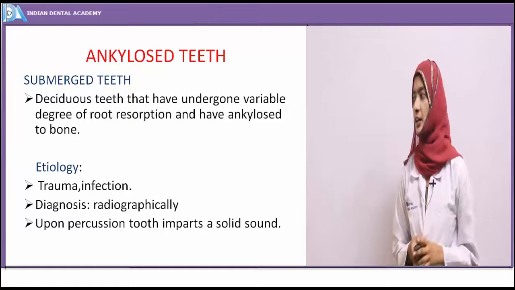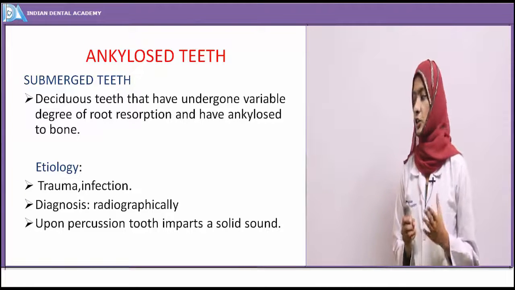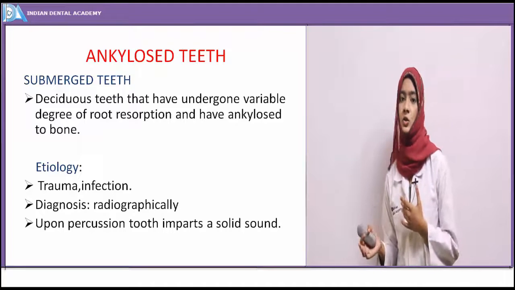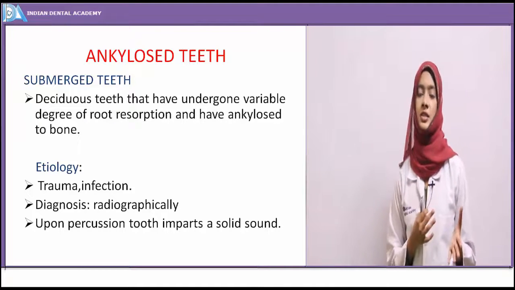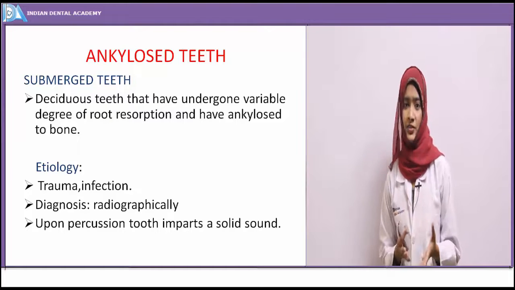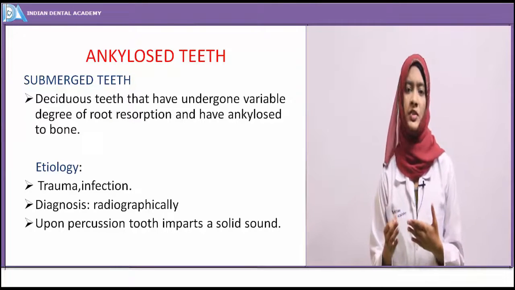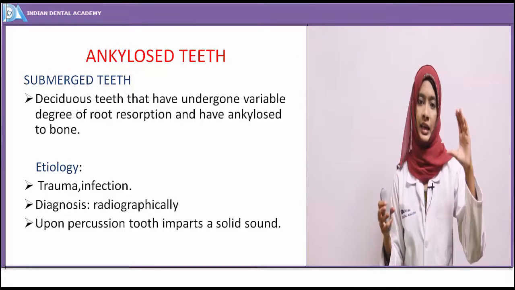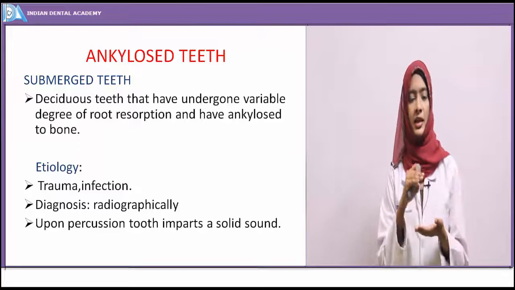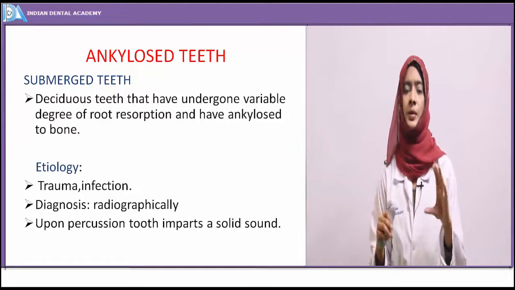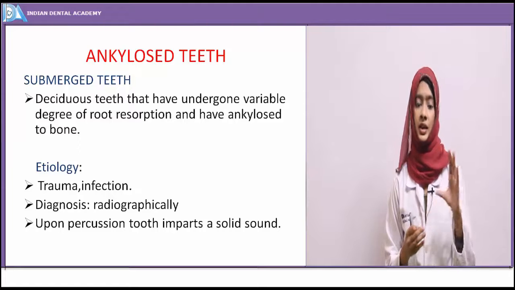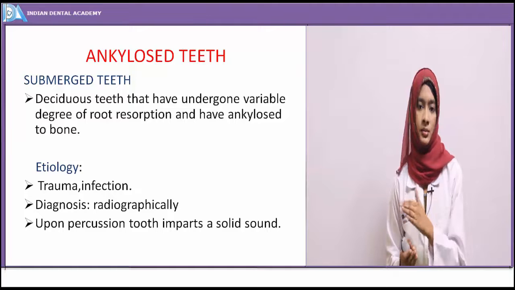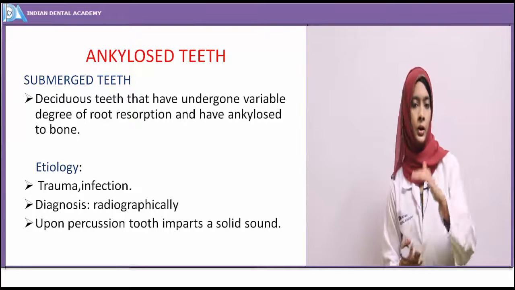Etiology of ankylosed or submerged teeth is trauma or infection. Trauma to the deciduous teeth leads to ankylosis of the teeth. Diagnosis of ankylosed teeth is by radiographic examination. Even before radiographic examination, when you see the teeth clinically, the adjacent permanent teeth are at a greater occlusal height. The deciduous teeth normally have a lower plane of occlusion. The permanent teeth have a much greater crown height, so they are a little larger in appearance, and the deciduous second molar, whichever is retained or submerged, will be below the plane of occlusion.